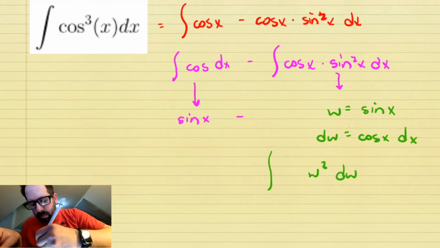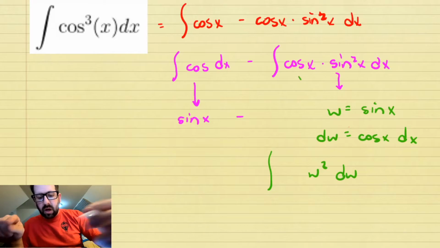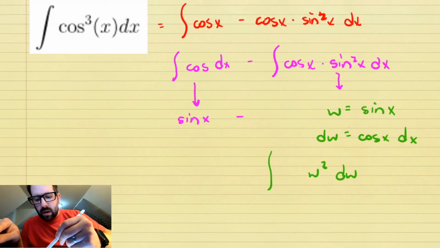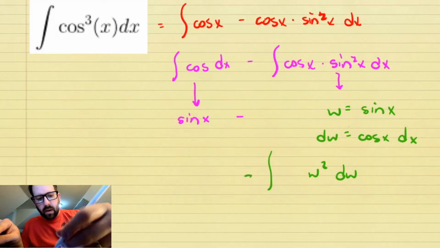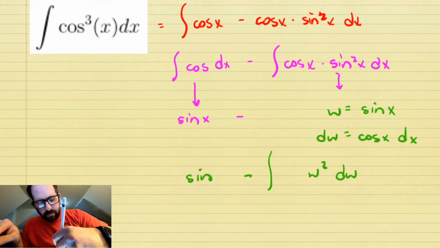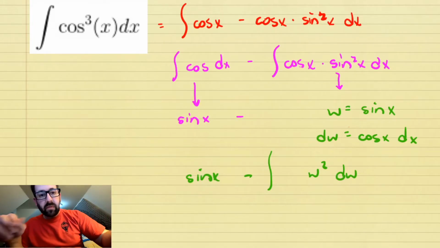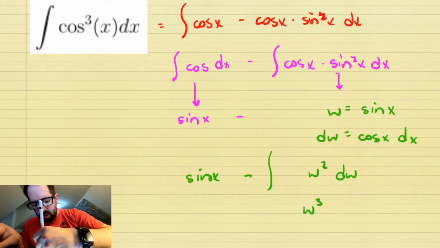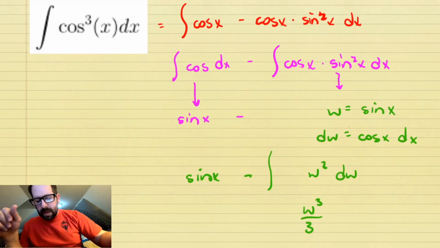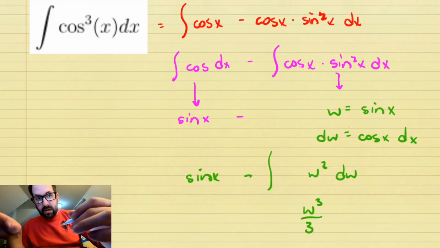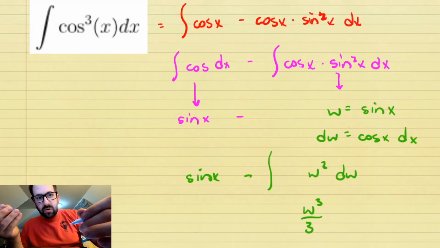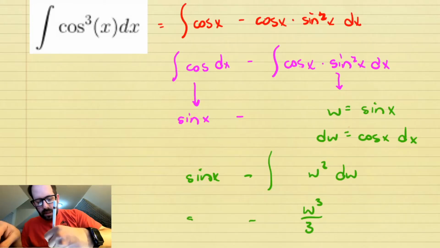And then this will be dw. And the dw is representing the cosine and the dx part. So everything is accounted for. So when I do the antiderivative of w squared, this is w to the third, because you add 1 to the power and divide by the power. That's just the normal power rule. And then that's literally the antiderivative. And then I just have to substitute what my w was.